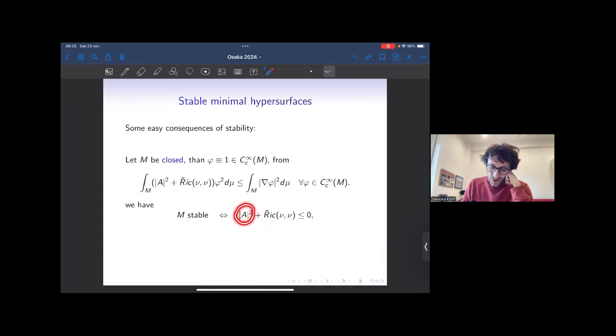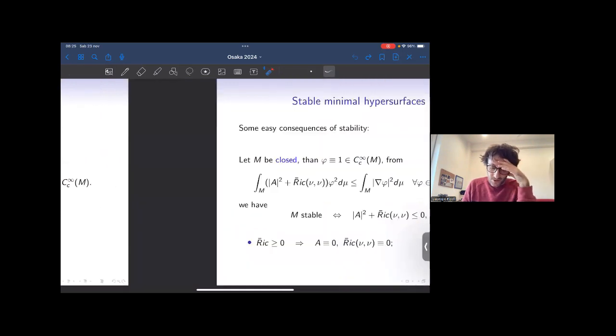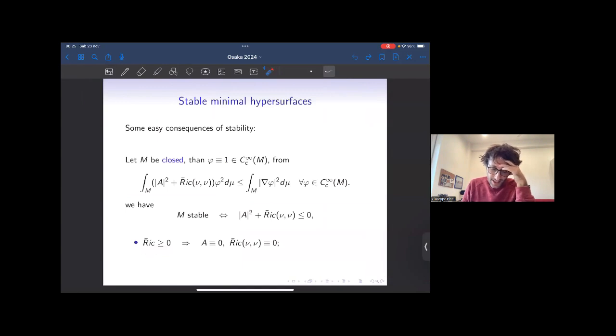This one is for sure non-negative. This one, we don't know its sign. So supposing that the Ricci has a sign, it means that stable hypersurfaces are trivial. So they are totally geodesic in particular. Another interesting fact is that if the Ricci is strictly positive, so we are, for example, in the sphere, or any space of strictly positive sectional curvature, then this condition is impossible, of course, because this one is non-negative, this one is strictly positive. So it means, for example, the round sphere has no closed stable minimal hypersurfaces.